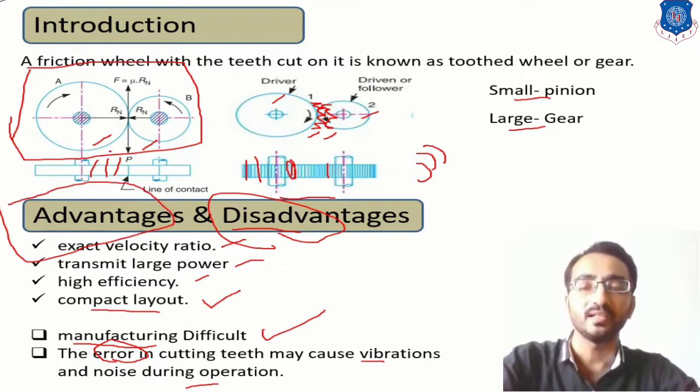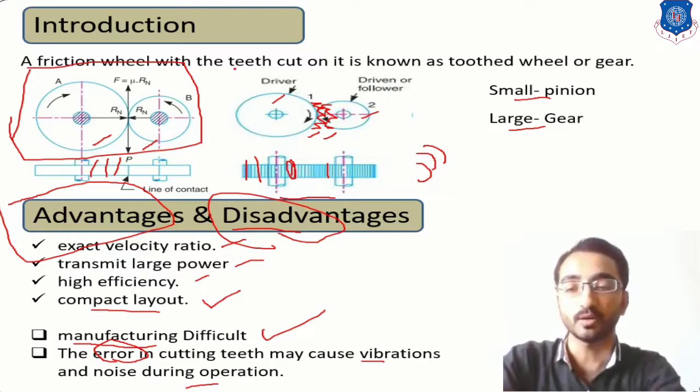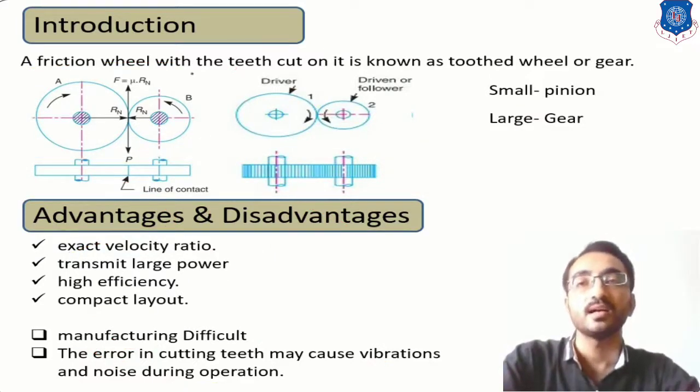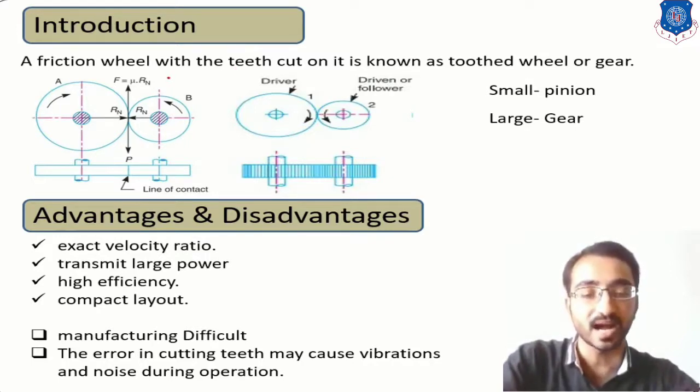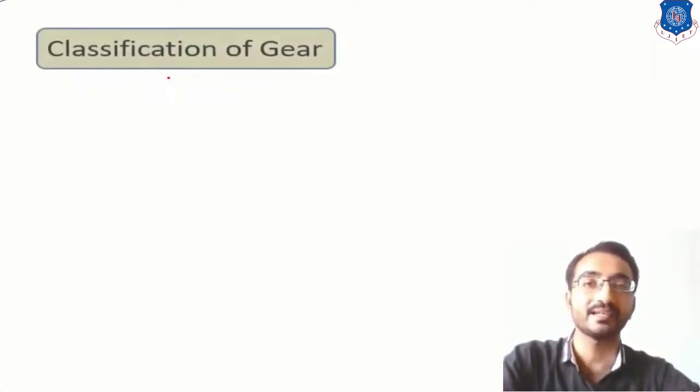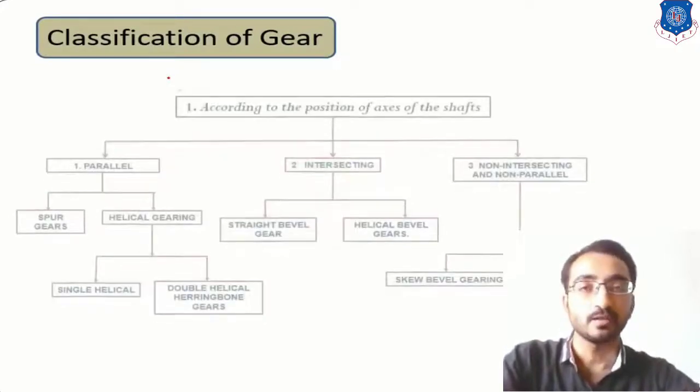So that's why we can say that gears are widely used for many mechanisms and systems. Okay, now let's learn the classification of gears, that is, how these gears are classified. These gears are classified into mainly three categories. These categories are defined according to their positions.